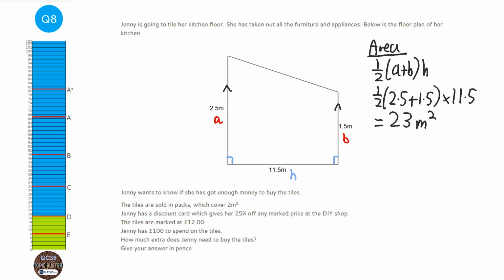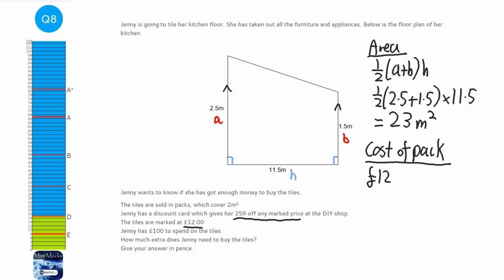Let's have a look. So tiles are sold in packs, 25% off marked price, and they're marked at £12. So next thing we can work out is how much they actually cost. And it doesn't matter if you do this in a different order, as long as you do each step and label it well. So cost of pack. Okay, so we've got £12 and we need to reduce it by 25%.